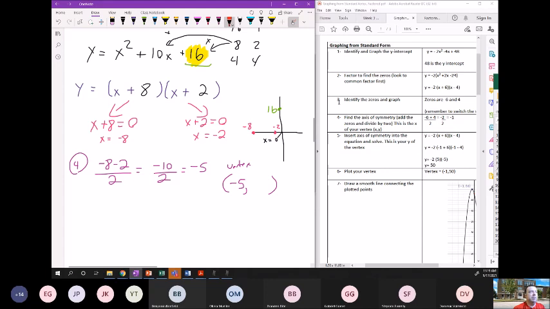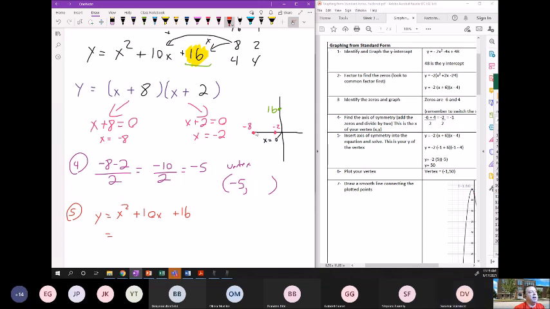Then step 5, insert the axis of symmetry into your equation and solve. So my equation was y equals, now you could plug it into either one of these. They're both the same. I'm going to go back to the original one. Wait, Mr., why do we divide by 2?